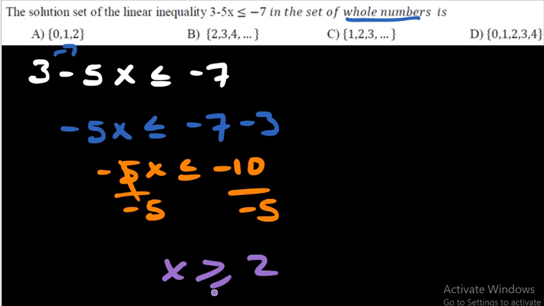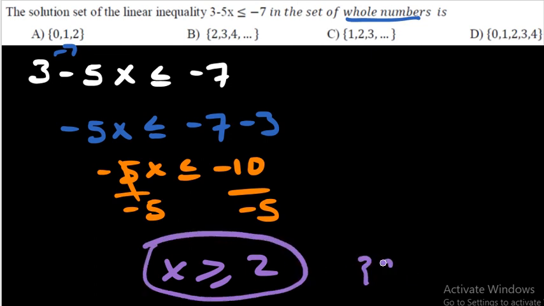So what are the whole numbers greater than or equal to 2? Don't forget, greater than or equal to 2. These are 2, 3, 4, and it continues. So the answer obviously will be B.